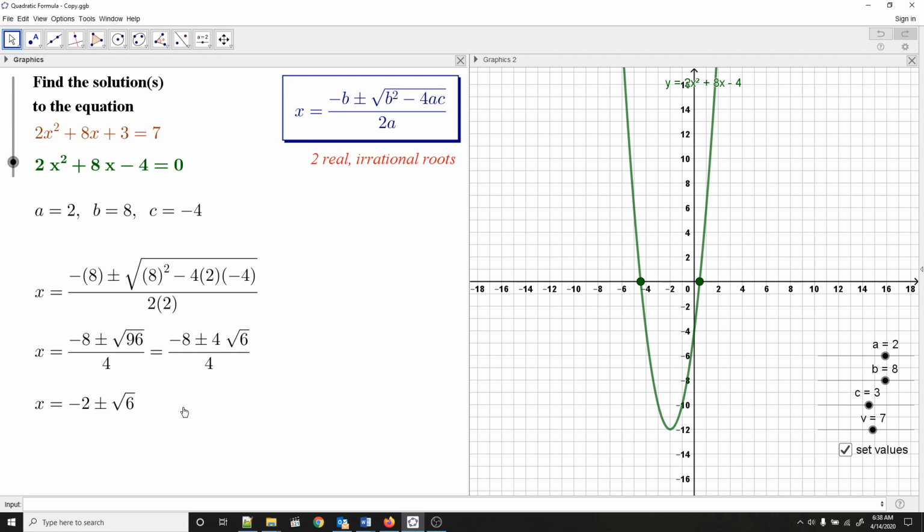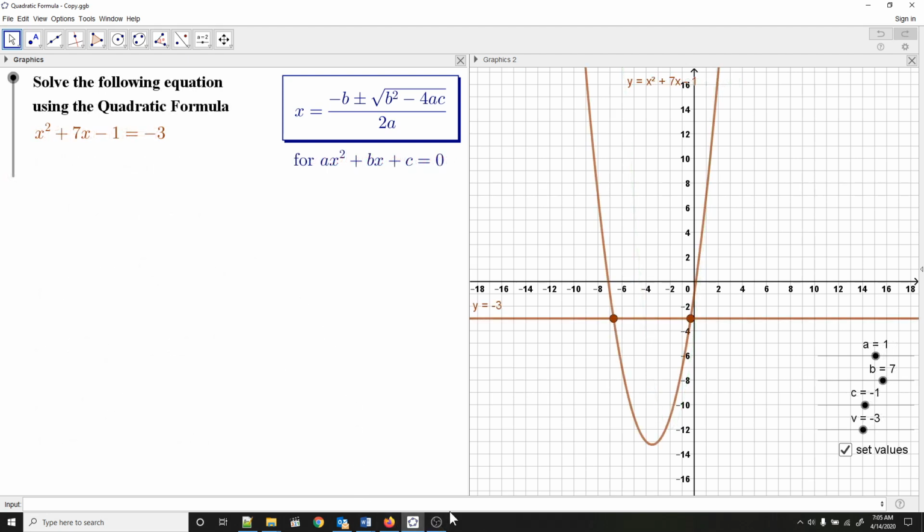But if I was to go back and confirm this on the calculator, it would be helpful to have my decimal approximations. And so I will find out that this value ends up being negative 4.4495, or in this case, negative 2 minus radical 6. And over here, this value happens to be 0.4495, which is the same as negative 2 plus radical 6. So that was our last example in this video in which our quadratic equations produced 2 real roots.